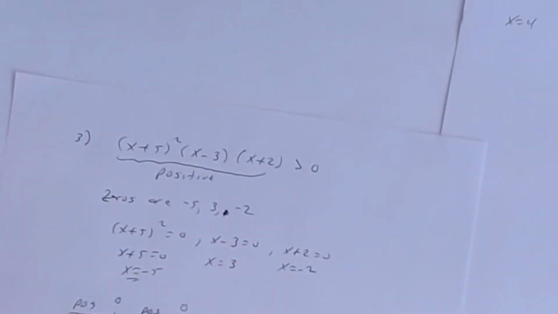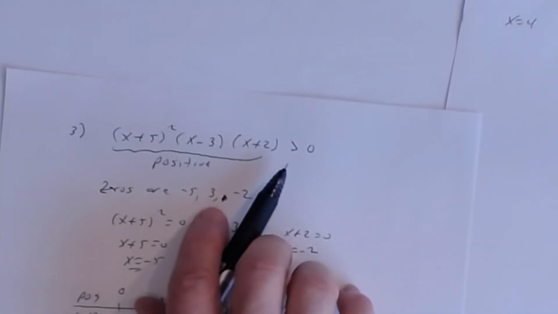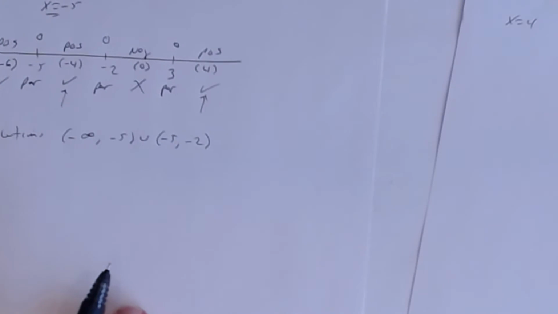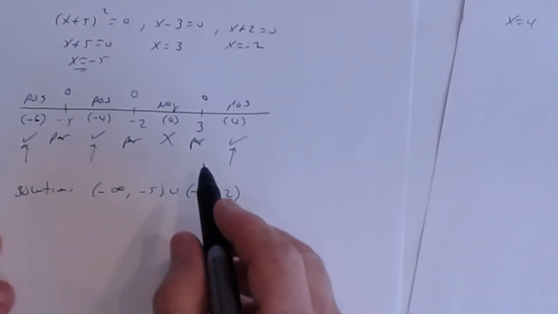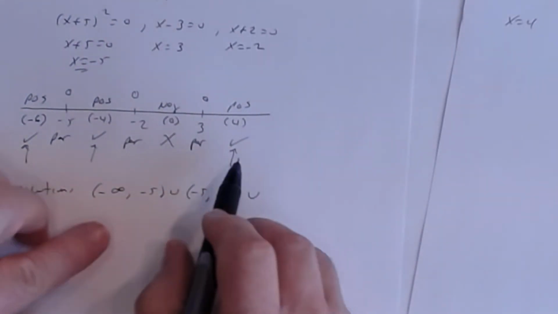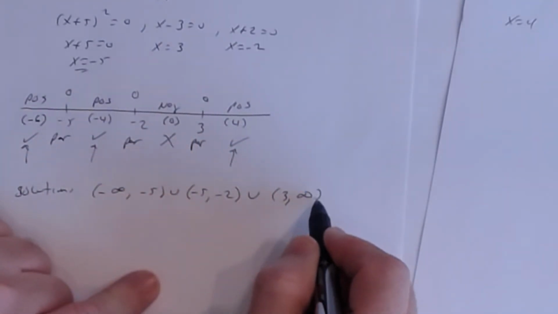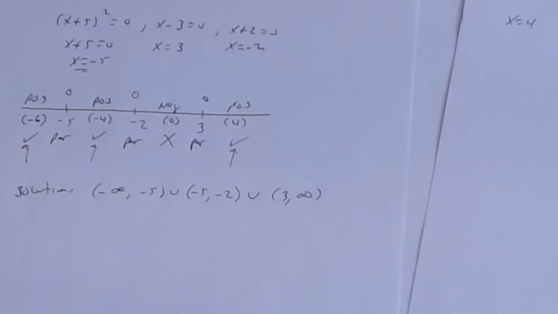That's why you have to look to see, well, is there an equal sign or is there not an equal sign? So all of that plays into your solutions. And then finally, you're going to say union and then 3 to infinity. So that's your solution. All right.